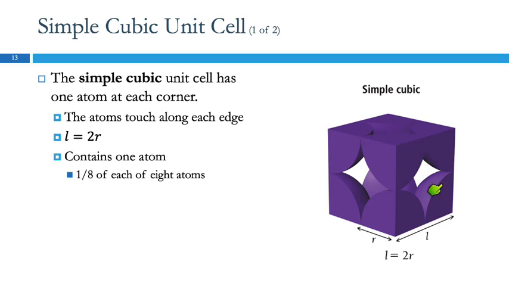If we were to take all these pieces of an atom and assemble them, we would find that we could make 1 complete atom out of them. Because at each corner, we have 1/8 of an atom. 1, 2, 3, 4, 5, 6, 7, 8. There are 8 eighths, and so we could put all those together and make a single atom. So in this unit cell, there is the equivalent of 1 atom.